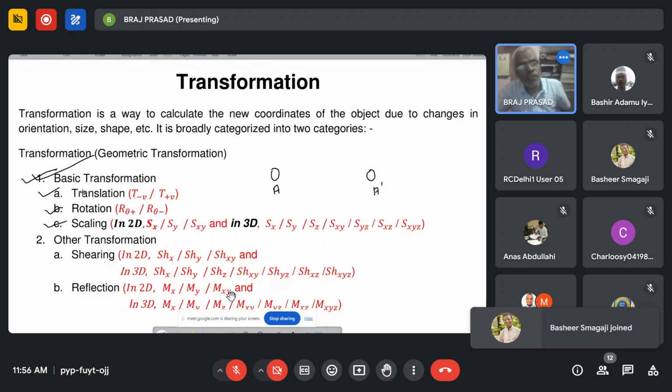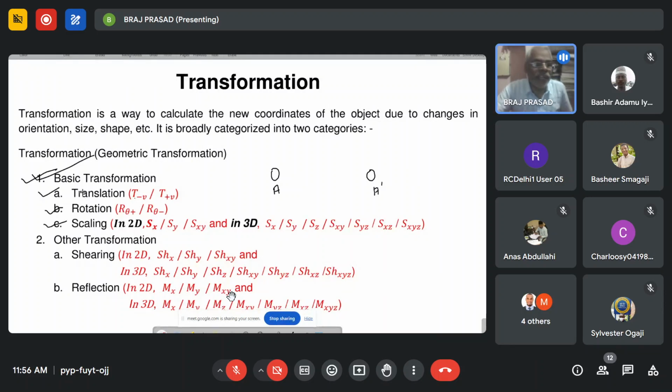So translation is a method to find the new coordinate when an object is moved from one place to another place. And rotation is a transformation method to find the new coordinate of the object when we rotate the object by an angle. And scaling is a method to find the new coordinate of the object if we expand the object or we reduce the object. So these are the three basic transformations.